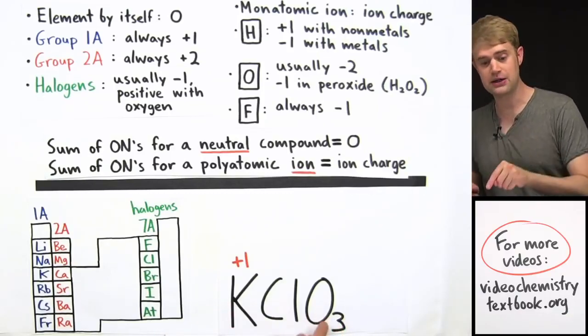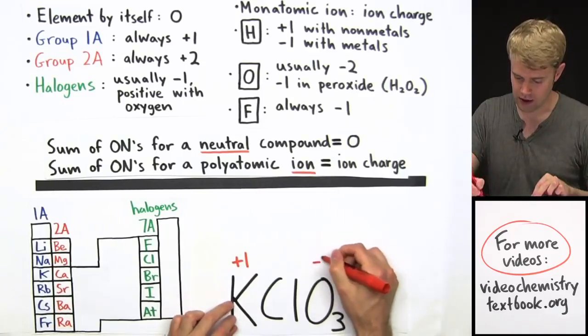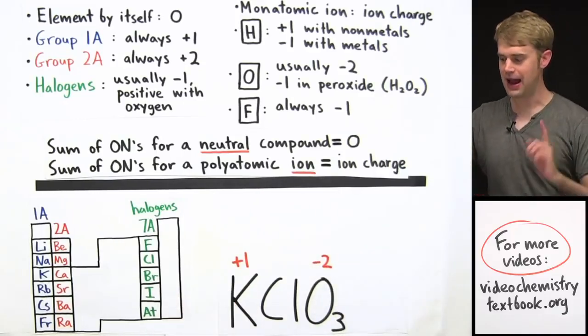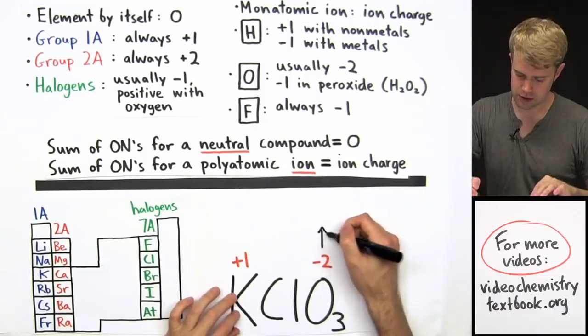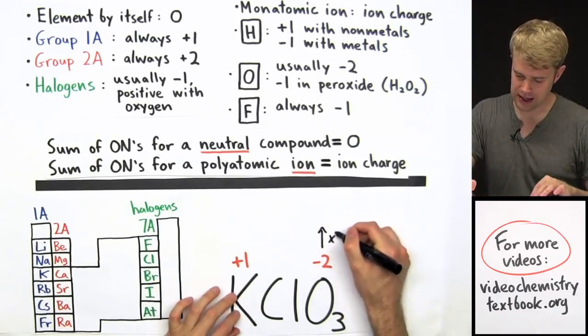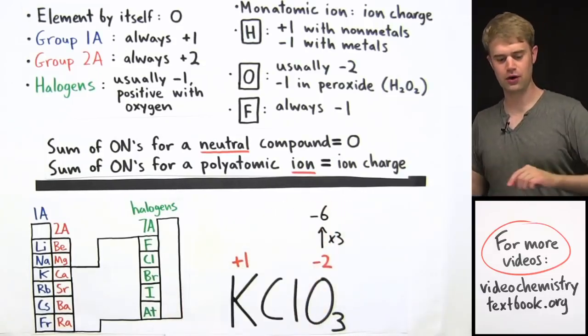Now we'll move on to oxygen. Oxygen is usually -2, so I can write that in right here. Okay, now do a little multiplication. We have 3 oxygen atoms, so we're going to do -2 times 3 to give us -6. That's a total number for oxygen.